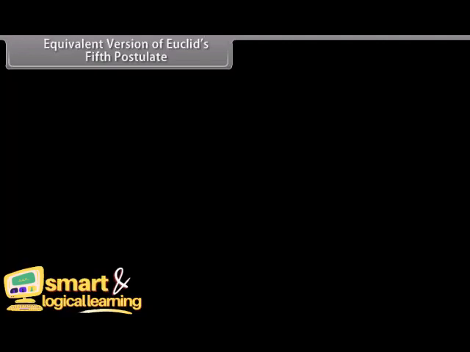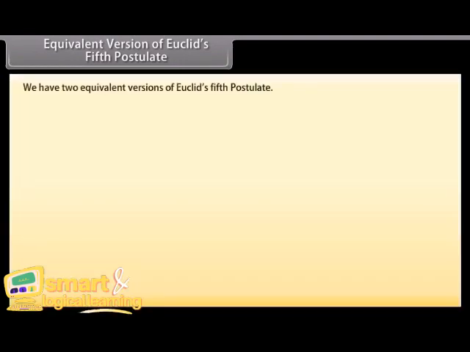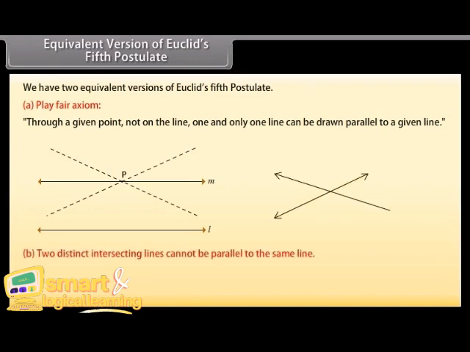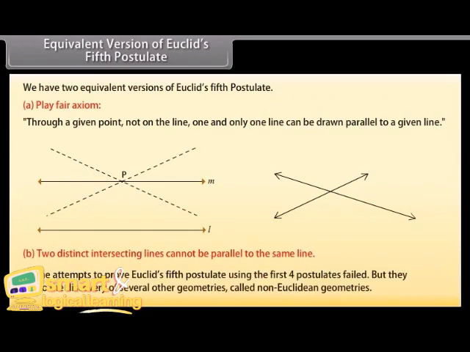Equivalent versions of Euclid's fifth postulate. We have two equivalent versions of Euclid's fifth postulate. The first one is the Playfair axiom. This says that through a given point not on the line, one and only one line can be drawn parallel to a given line. And the other one is: two distinct intersecting lines cannot be parallel to the same line. All the attempts to prove Euclid's fifth postulate using the first four postulates failed, but they led to the discovery of several other geometries called non-Euclidean geometries.